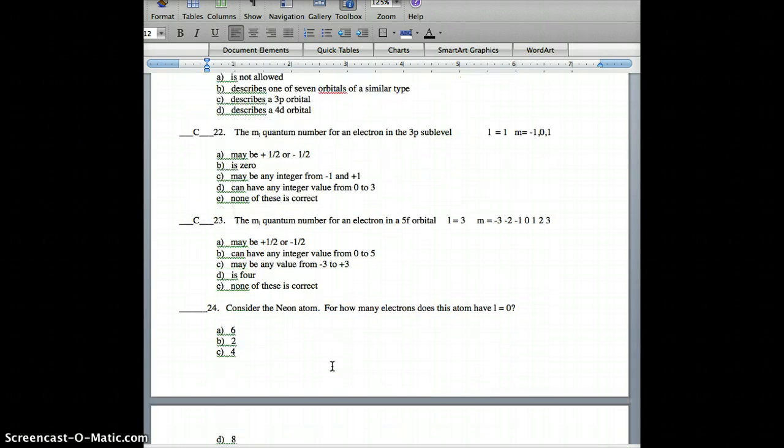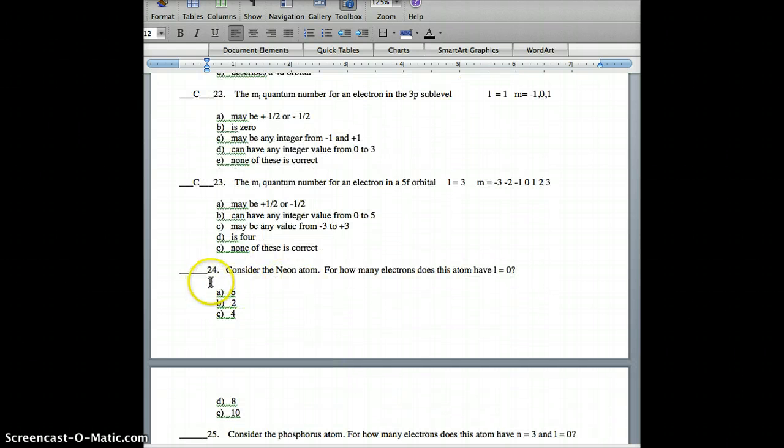Number 24, the neon atom, for how many electrons is L equals 0? L equals 0 is equal to an s sublevel. So if you write the configuration for neon, it is 1s2, 2s2, 2p6. So the number of electrons for L equals 0, which is an s sublevel, would be 2 plus 2, which is 4, and the answer is C.